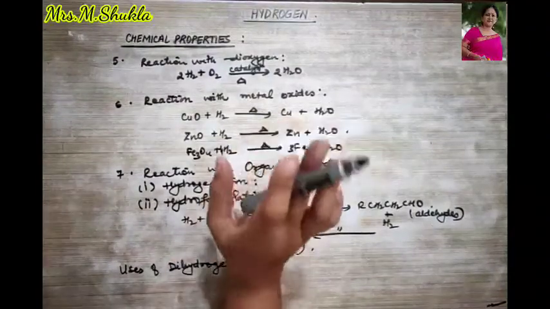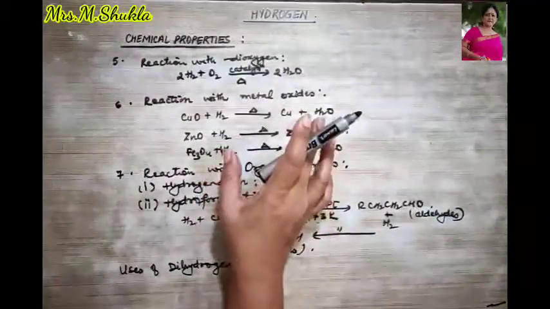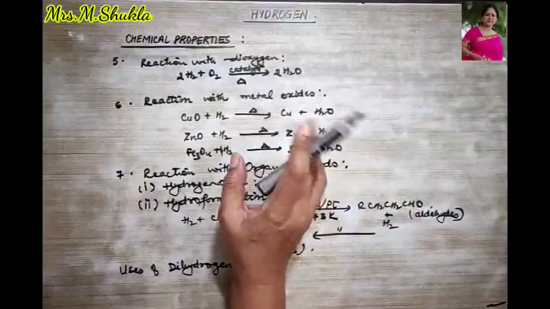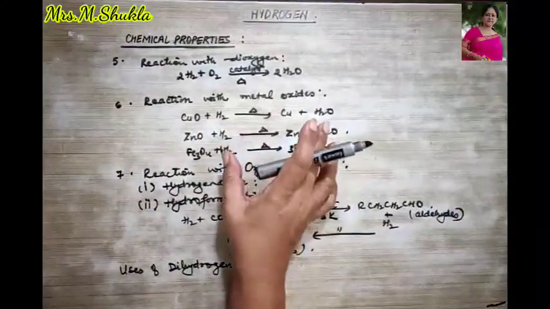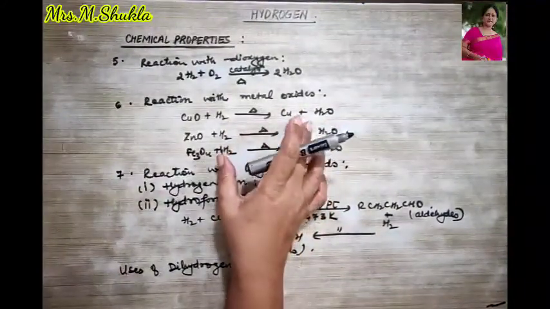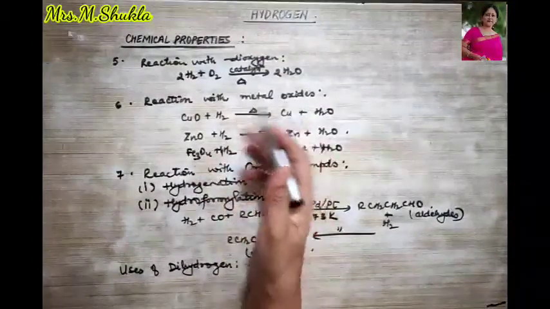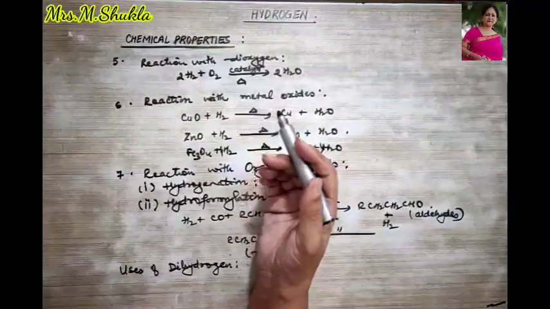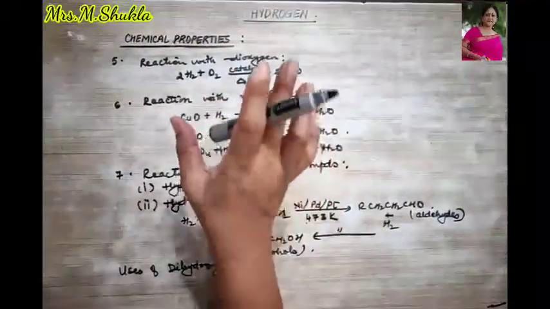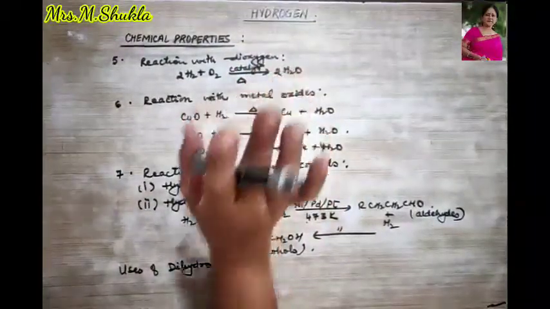Then the atomic hydrogen and the oxyhydrogen torches, if you remember, they are used for cutting and welding of the metals, right? Then it is also used in fuel cells for generating electric energy, and it is also used as a rocket fuel in space research.